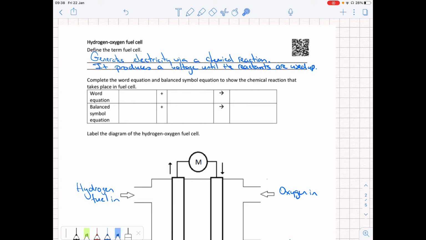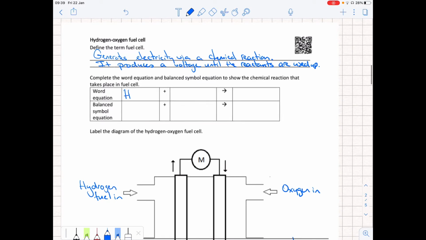Fuel cells will continue to generate electricity and produce a voltage until the reactants are used up. So once the reactants have run out, the system will stop. We're looking particularly here at a hydrogen-oxygen fuel cell. The overall equation is that we start with our reactants of hydrogen and oxygen, hence the name for a hydrogen-oxygen fuel cell, and that is going to produce water.